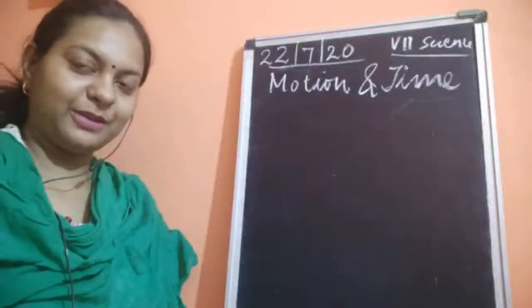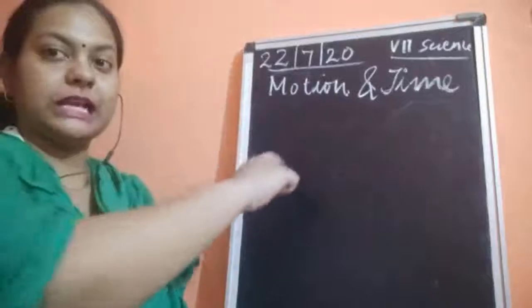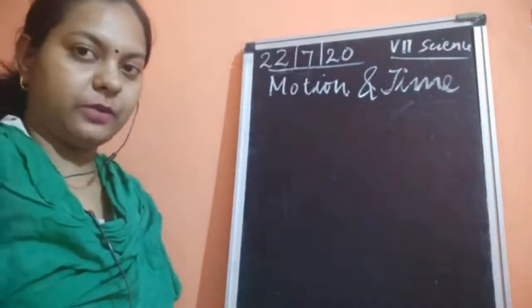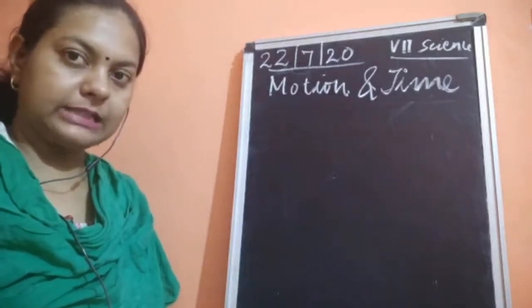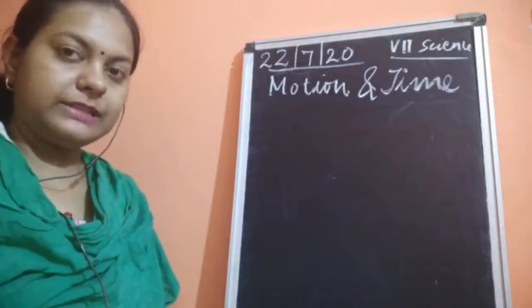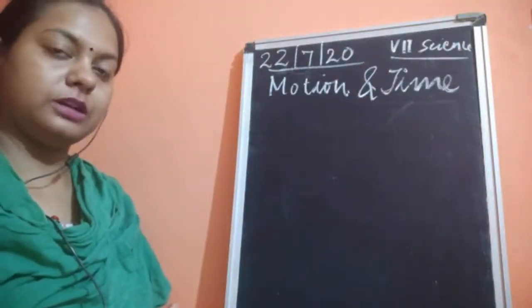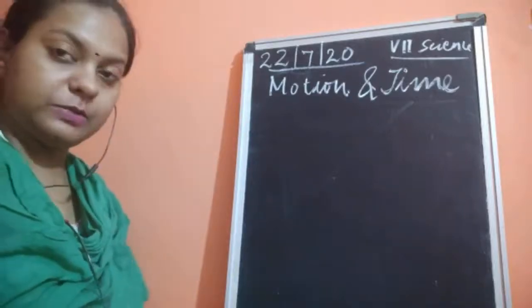Students, I am here with another video from the chapter Motion and Time from class 7th NCERT book. Before starting today's video, I would like to tell you what all things we have discussed till now in this chapter. So we started with the word motion, where I told you how an object is moving and when it is said that the object is moving.